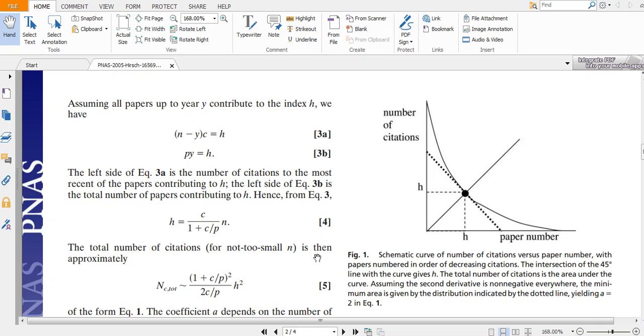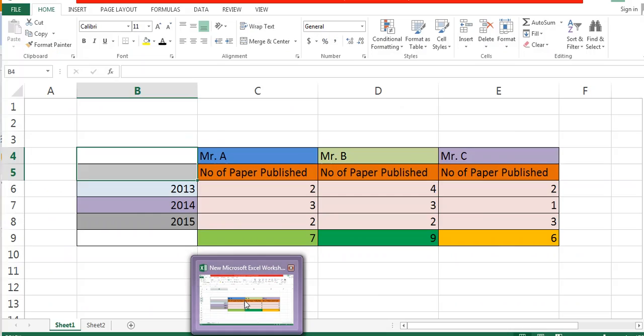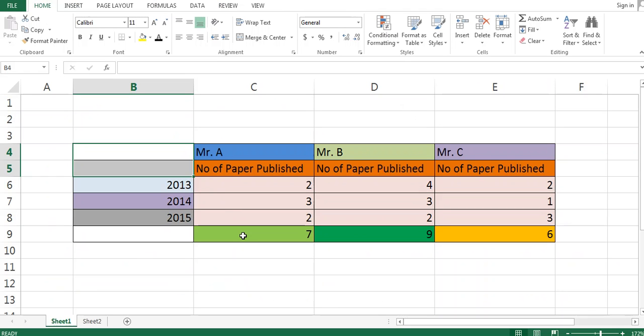Okay, I'll explain it elaborately. I have taken three researchers, say Mr. A, Mr. B and Mr. C, and they have published papers. I have taken 3 years, 2013, 2014 and 2015.